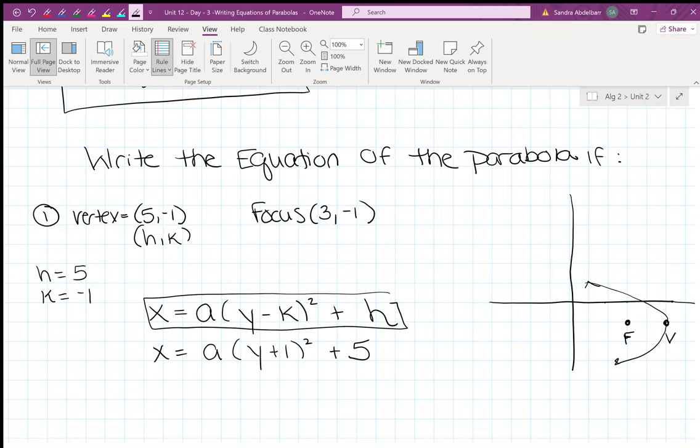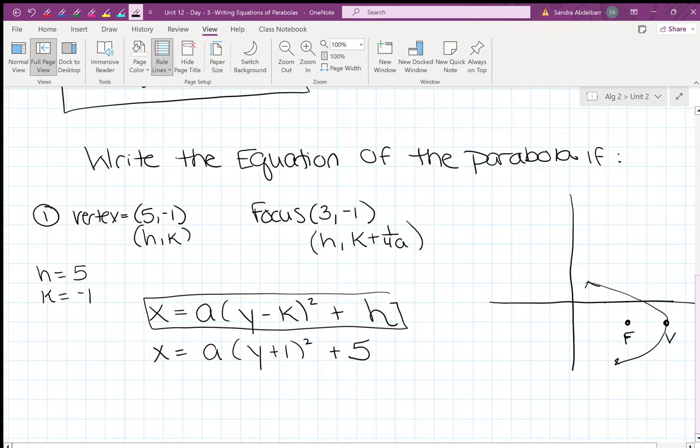So now I have my K, I have my H. I still don't have an A, which we do need. Let's go back to the other information they gave us. They told us the focus is the point 3, -1. Now remember, for the focus, this is horizontal, so it's going to be H plus 1 over 4A, comma K.